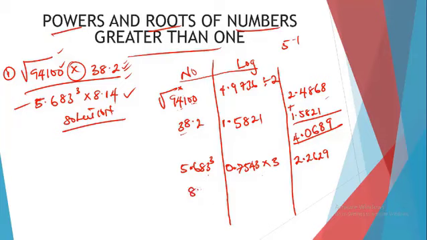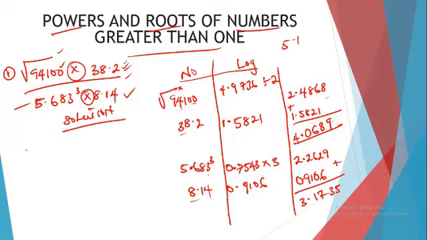Okay, then we come to this. We have 8.14. The characteristics is 0. We search for 81 under 4, and that will give us what? 9106. We have 0.9106. Then we do what? We add up, because of this multiplication too. We add up, and we have 3.1735.